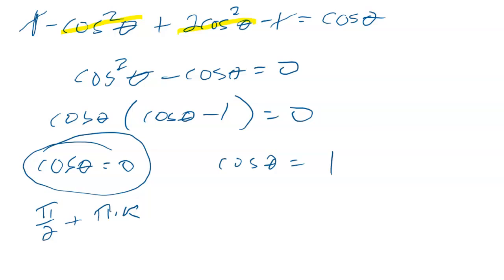When is cosine theta 1? This one's a little bit harder. This is 0 plus 2 pi k. Checking my answer. 0 plus 2 pi k or pi over 2 plus pi k. Yep. Perfect.